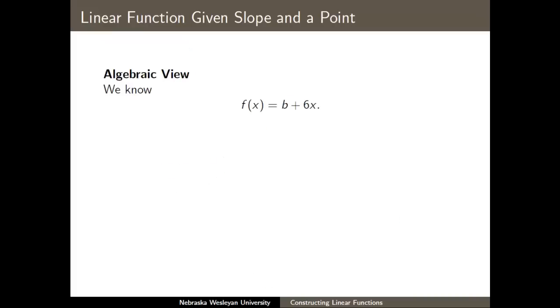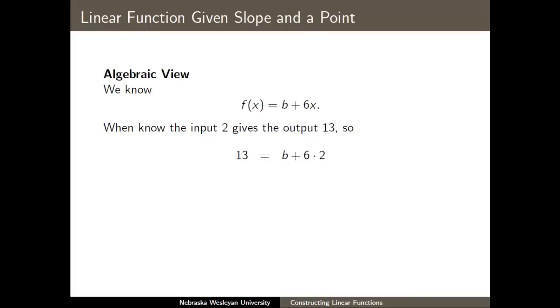From an algebraic standpoint, we can begin at the same place. We know that the linear function should be f of x equals b plus 6x because we're given the constant rate of change of 6. I don't know yet what b is, but what I can do is use the fact that when the input is 2, the output should be 13. That's the other piece of information that I have.